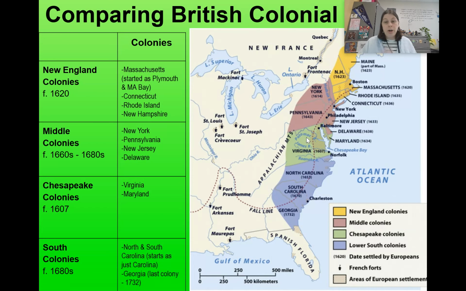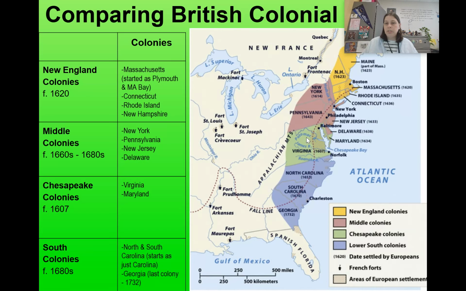In the South, we start out with Carolina, right, as one colony, and then it splits into North Carolina and South Carolina after about 20 or 30 years. So we have those two, and those are the main colonies in the South. And then right at the end of the colonial period, only a couple of decades before the American Revolution, we have the colony of Georgia, which is founded as a buffer, and I'll talk a little bit more about that in the next couple of slides.